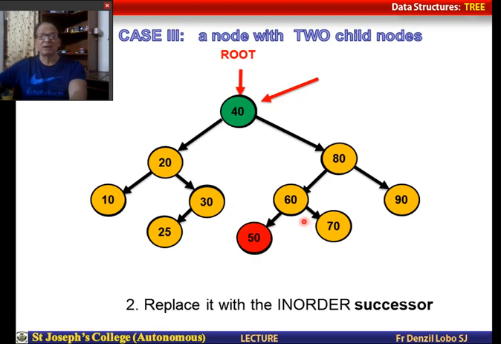So for example, I replace it with 50 and I remove it. As you see, therefore, the binary tree remains as it is: 10, 20, 25, 30, 50, 60, 70, 80, 90. The in order traversal is correct. So in this case, we are not going to put the address of this node here. We are just going to put the value there and remove this node. That is what we are going to do.